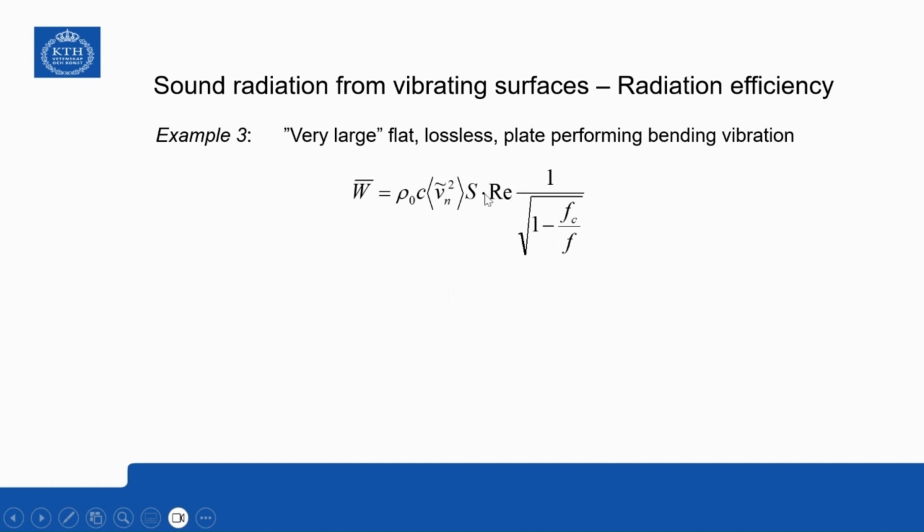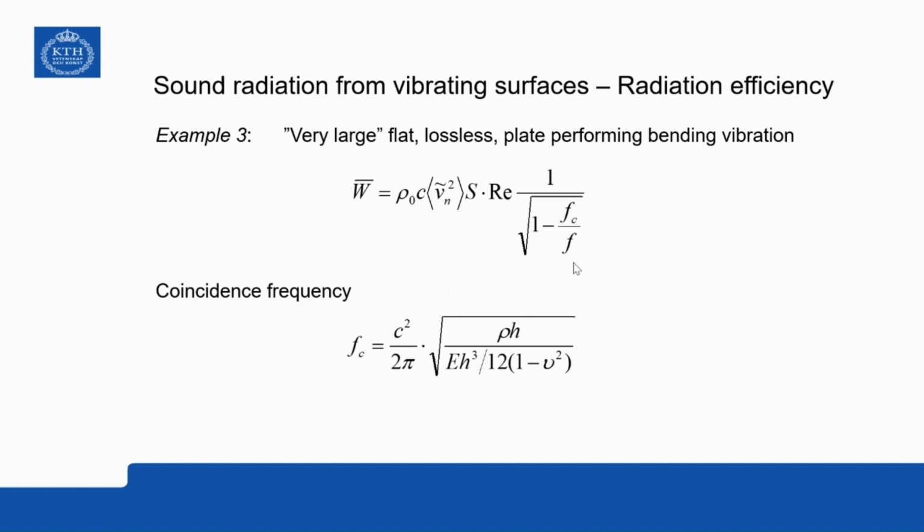And this is then the surface area of the bending vibrating plate. And then we have the real part of 1 over the square root of 1 minus a ratio Fc over the frequency. And this Fc is what is known as the coincidence frequency. And the coincidence frequency is defined as the frequency where the phase velocity of the bending wave is equal to the speed of sound in the surrounding air or in the surrounding medium.